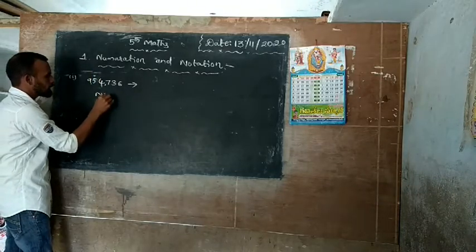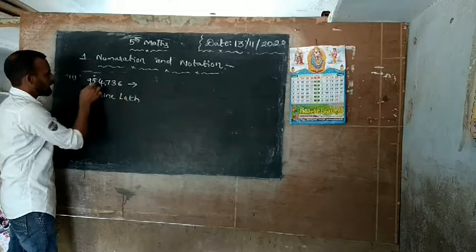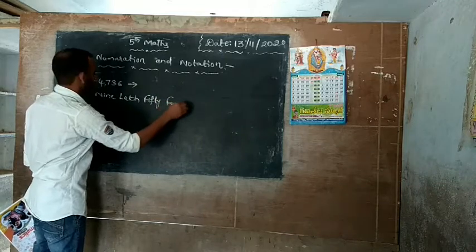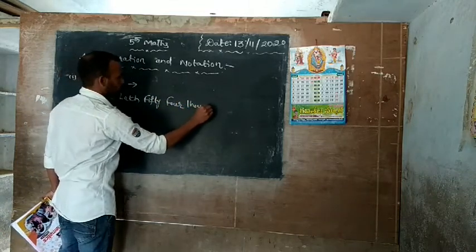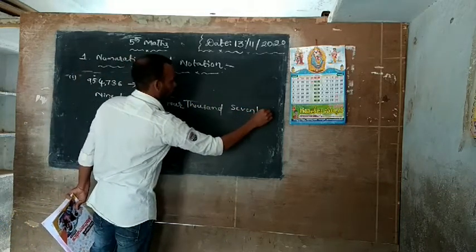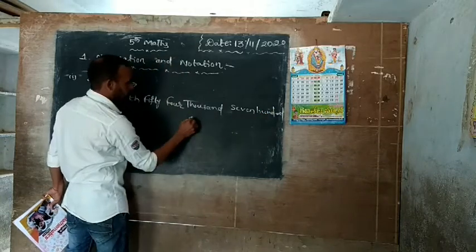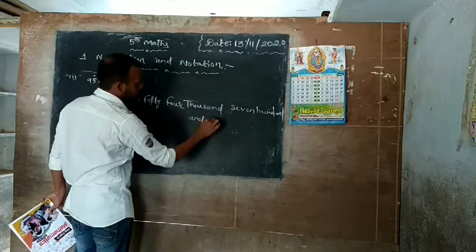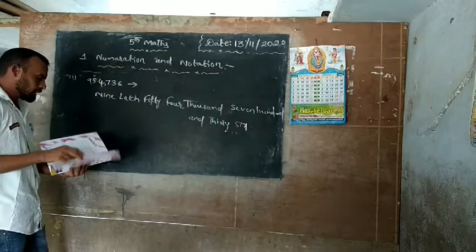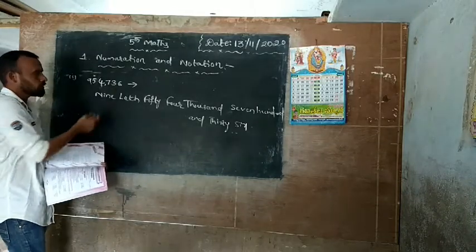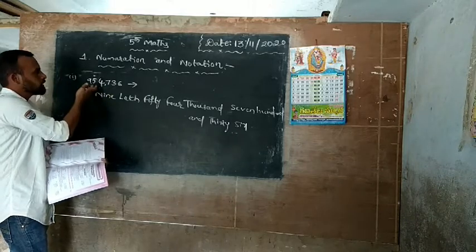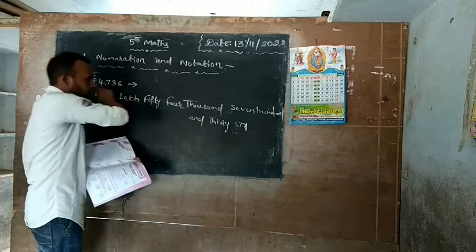See, 9,54,000 and 54,736. Okay, so here in total how many digits are there? 6 digits. That's why 1s, 10s, 100 before the comma, 1000, 10,000 before the comma. This is the lakhs place. So 9,54,736, you write this number name.